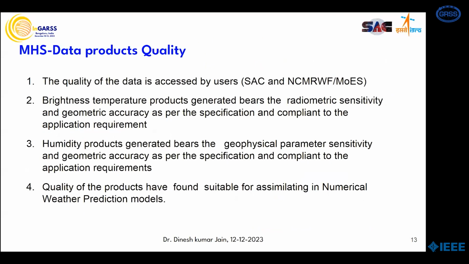The MHS data product quality is jointly assessed by users from Space Applications Centre, NCMRWF, and MOSDAC. The brightness temperature product bears the radiometric sensitivity and geometric accuracy as per the specification and is compliant to the application requirement. The humidity product bears the geophysical parameter sensitivity and geometric accuracy as per the specification and is compliant to the application requirement. The quality of the product has been found suitable for assimilation in numerical weather prediction models.